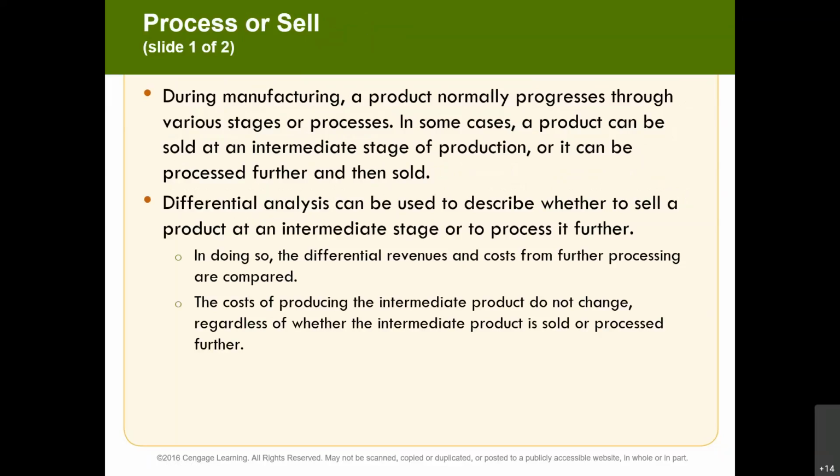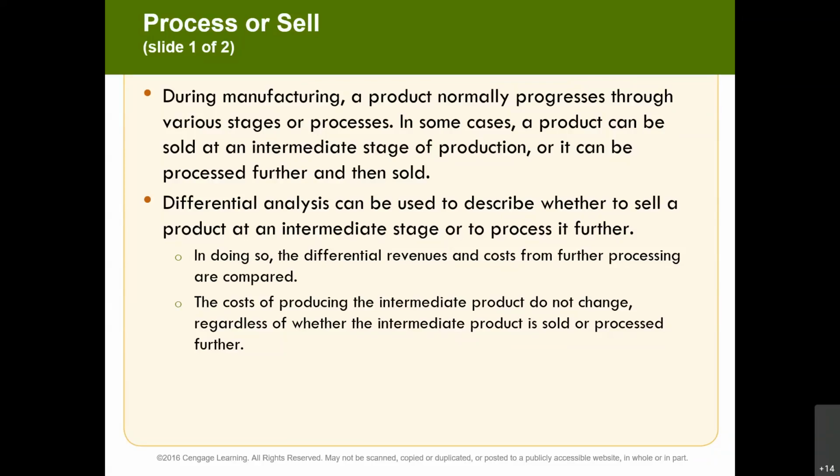So, process or sell. In this decision, we want to figure out whether it makes sense to continue to manufacture a product or to sell it as it is. When we say continue to manufacture it, that means to make edits or make improvements to the product in order to earn a higher sales dollar. So it's kind of like the difference between selling it as it is or modifying it to sell it as an aftermarket type product. During the manufacturing process, a product normally progresses through various stages of the process.